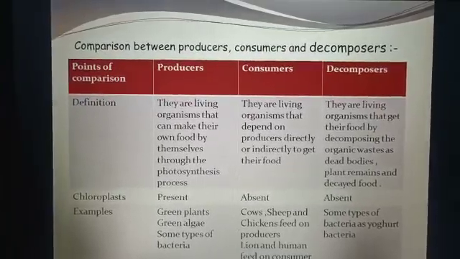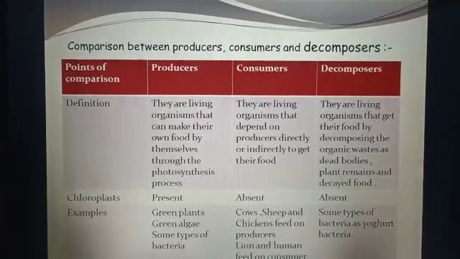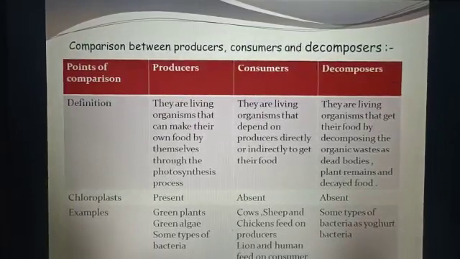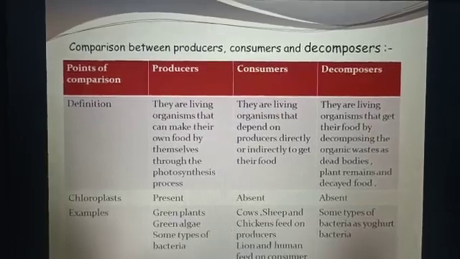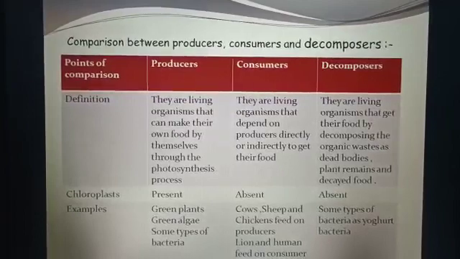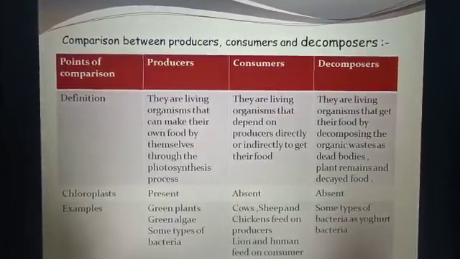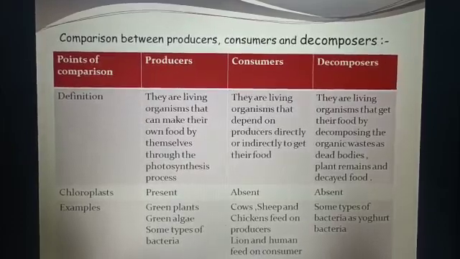What is a consumer? They are living organisms that depend on producers directly or indirectly to get their food because they don't have chloroplasts. Like what? Like cows, sheep, and chickens that feed on producers. Lions and humans feed on consumers.